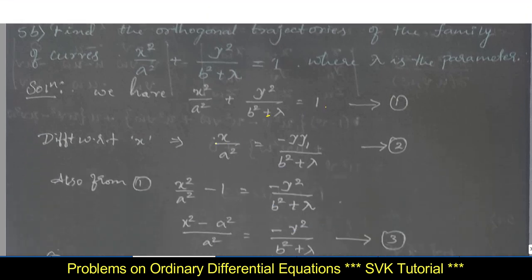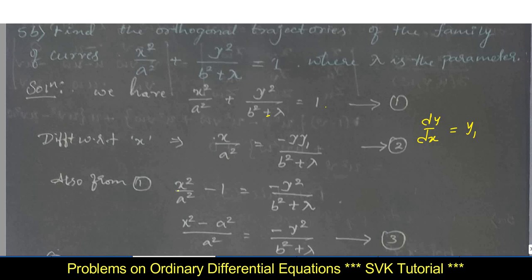So the derivative of x square is 2x plus the derivative of y square is 2y into dy by dx, that is y dash or y1. We are representing dy by dx as y1, which is equal to 0, since the differentiation of 1 is 0. So therefore divide on both sides by 2. We are going to get x by a square, shifting this derivative to the right hand side, which will be equal to minus y1 divided by b square plus lambda. Name that as equation 2.